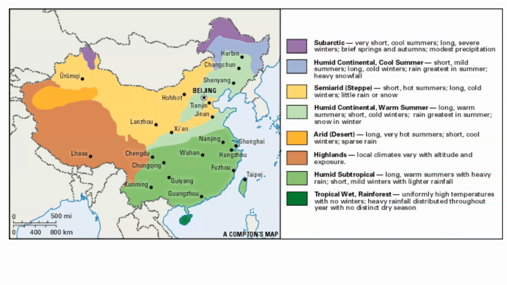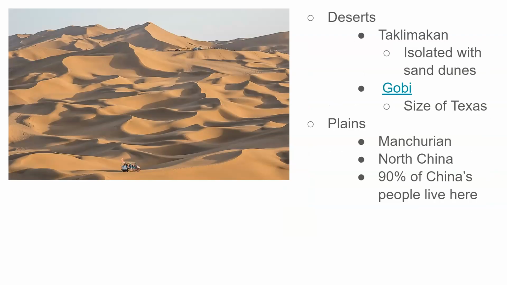Those tend to be a little bit warmer. Around the Gobi especially, you're going to see that arid, desert-like climate. With the mountains and their changes in elevation, highlands are also going to be there. And then as we get further south, you're going to see that humid subtropical, even the tropical, rainforest-like area in the furthest southern parts of China. So there's a lot of diversity when it comes to the climate of China as well.